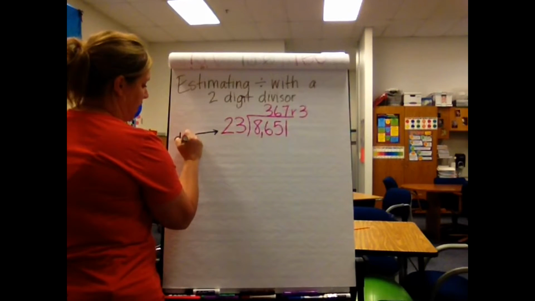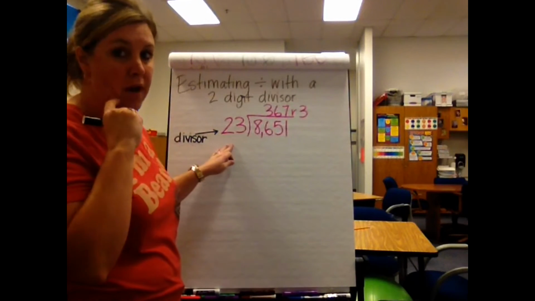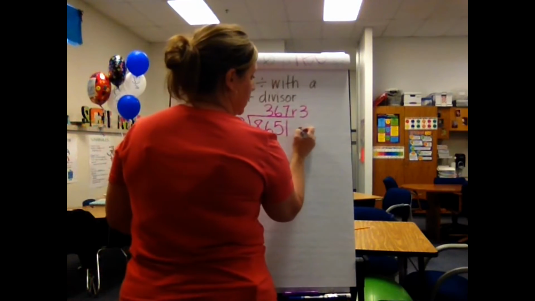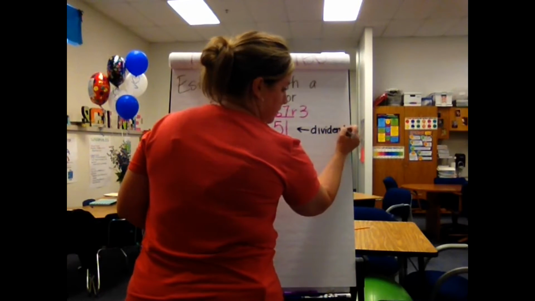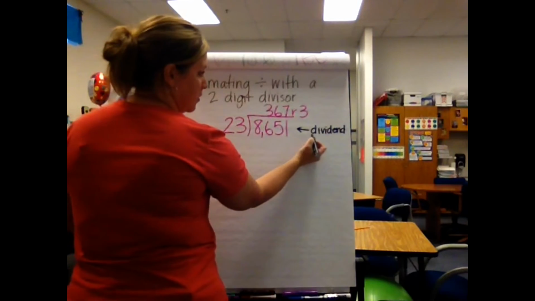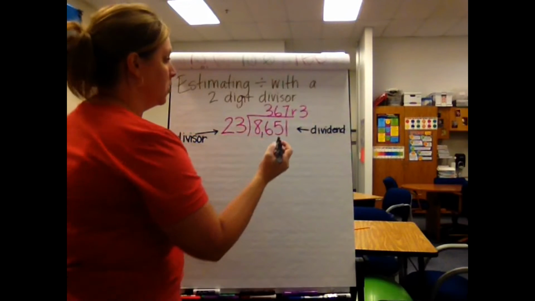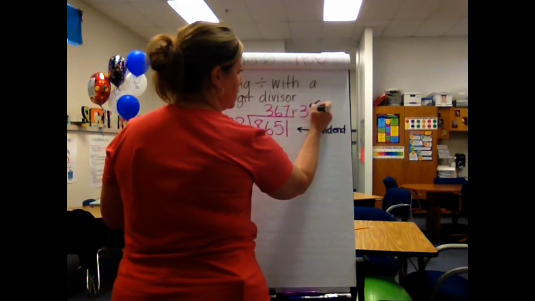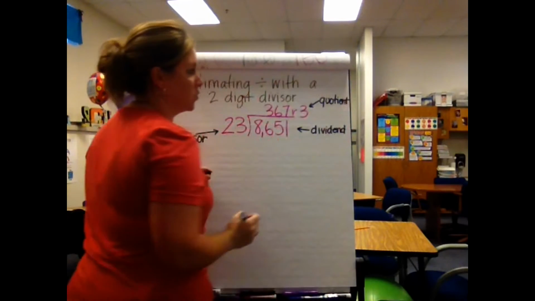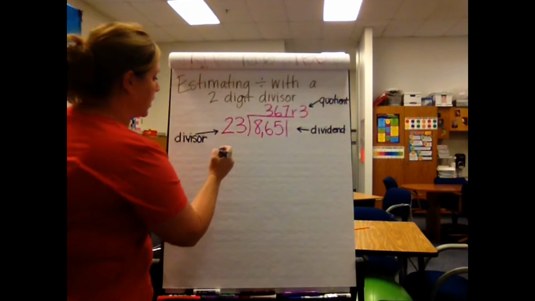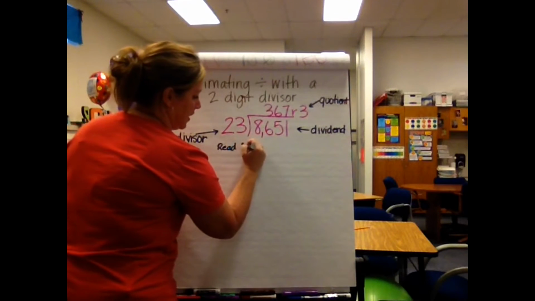This is what you call the divisor. This is the number that you're going to be dividing by. In here, I remember it's always the dividend. I remember inside, dividend. And here is your quotient. And you always want to read inside out.